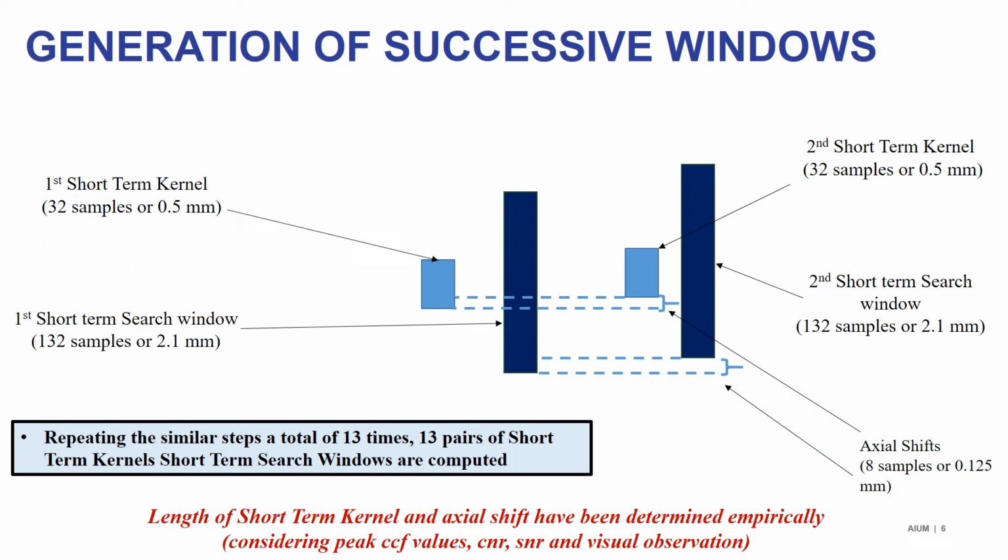We compute 13 short-term kernels and 13 short-term search windows for each data point. The successive short-term windows are obtained by taking an axial shift of 8 samples or 0.125 millimeter. It allows us to have around 75% overlap between successive short-term kernels. The size of this axial shift was determined based on an empirical analysis.